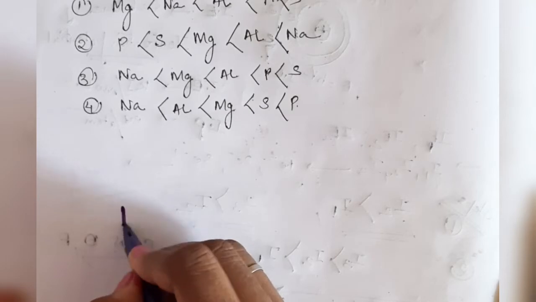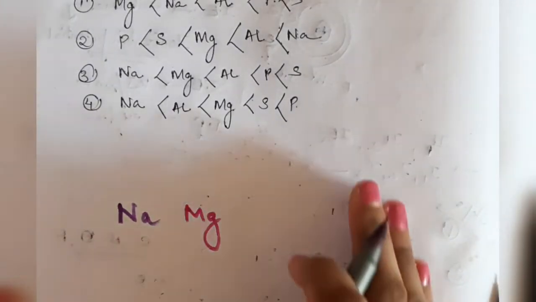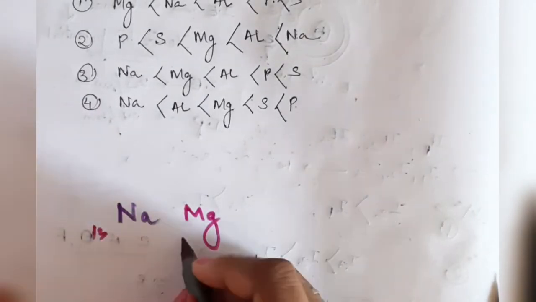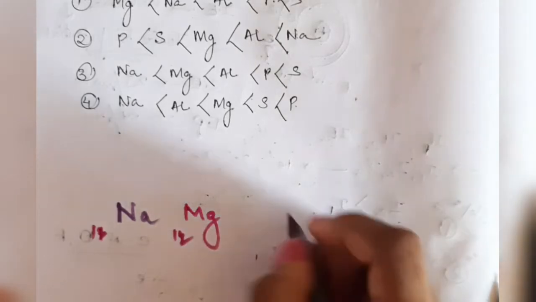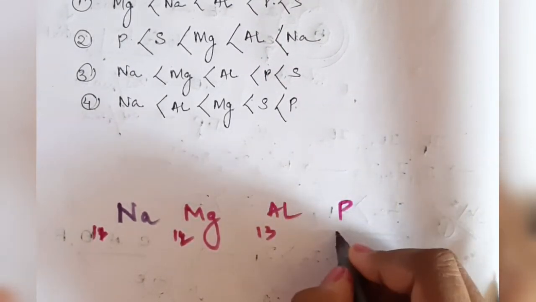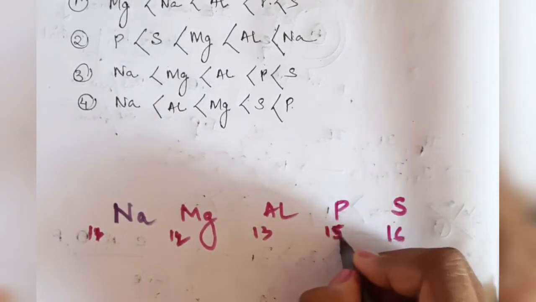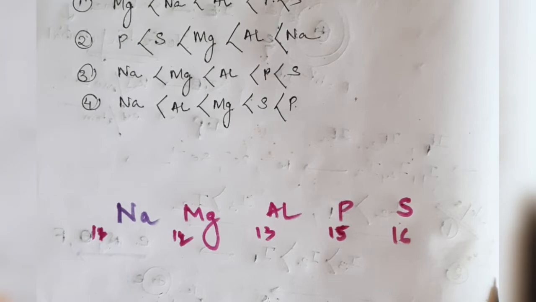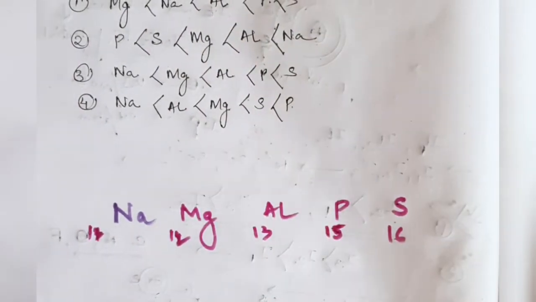So first comes sodium. Let me write as the periodic table goes on. Sodium is 11, magnesium is 12, aluminium is 13, then phosphorus is 15 and sulfur is 16. Now we will check whose ionization energy is more and how we can arrange it.